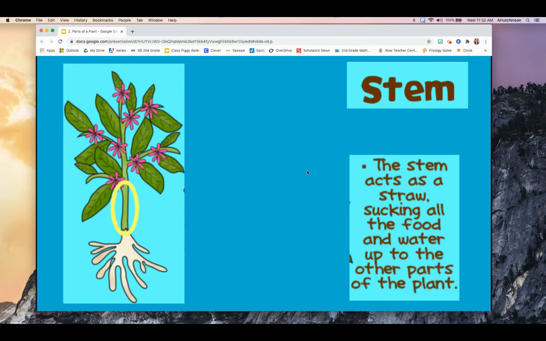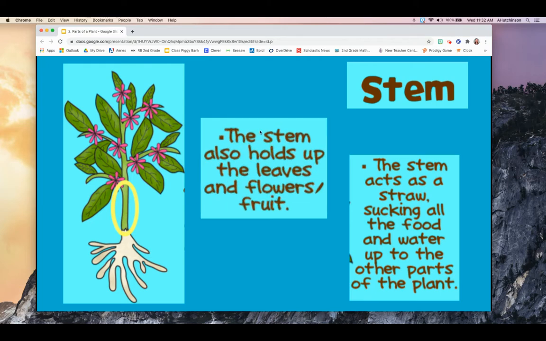The stem acts as a straw, sucking all the food and water up to the other parts of the plant. So water gets sucked in by the roots and then it goes up the stem to these other parts. The stem also holds up the leaves and flowers and even fruits. It holds the plant upright so it can get what it needs.